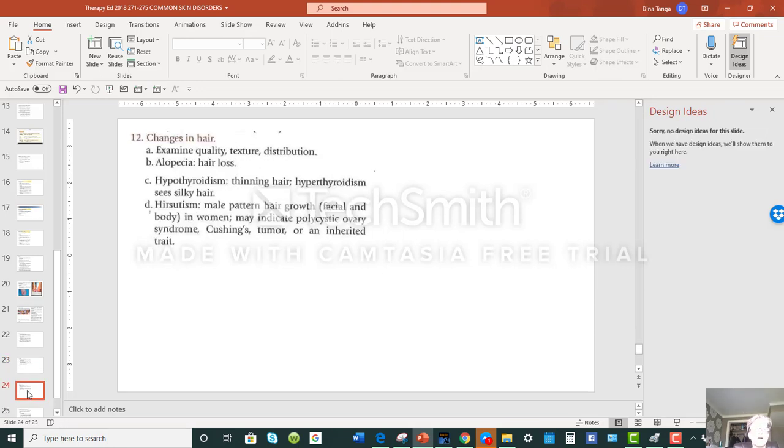Changes in hair. Examine quality, texture, distribution. Alopecia, hair loss, hypothyroidism. Thinning hair, hyperthyroidism, seen silky hair. I don't know how to say that word. Let's see if we can find it.